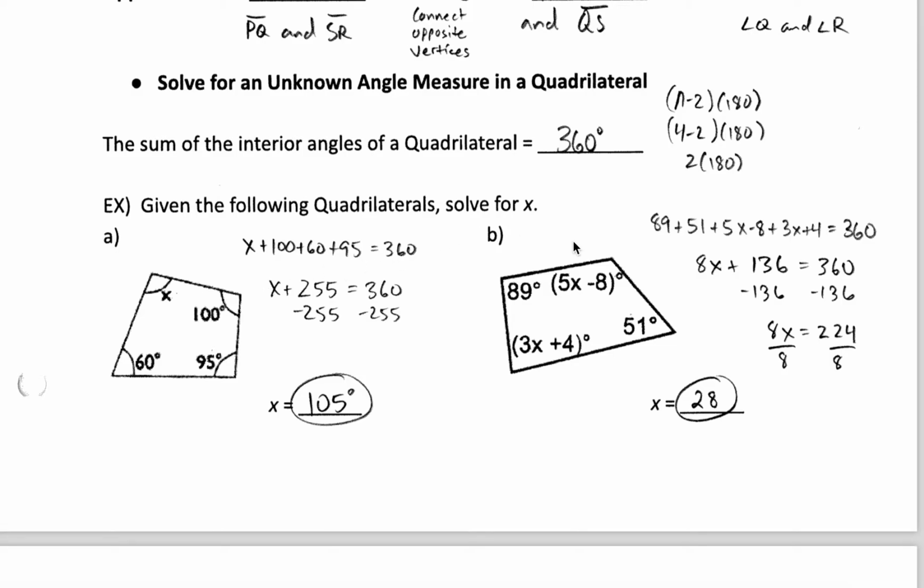Part B is a little trickier, but the same process. We're going to add up all four angle measures, knowing that it's going to add up and equal 360. Again, combining like terms, 89, 51, 4, and negative 8 is going to give us 136. 5x and 3x is going to give us 8x. Two steps to go. Subtract 136 from both sides and divide both sides by 8, and our x value is 28.